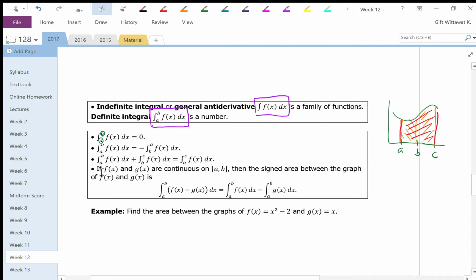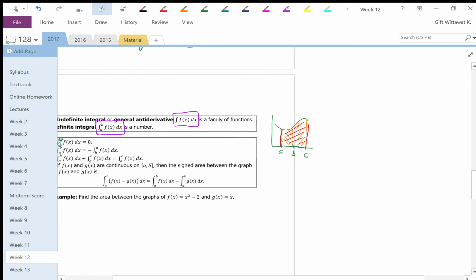And for the last one, if my f function and my g function are continuous on an interval, then the signed area between the graph of f of x and g of x, which is the signed area of f of x minus g of x, is going to be the same as the integral of f minus the integral of g. So this is similar to the difference rule. The integral of f minus g is the same as the integral of f minus the integral of g, and this is true even when you actually have the limiting value here.